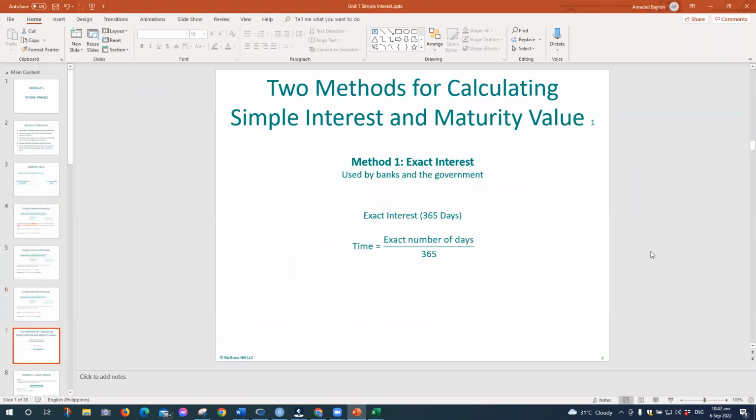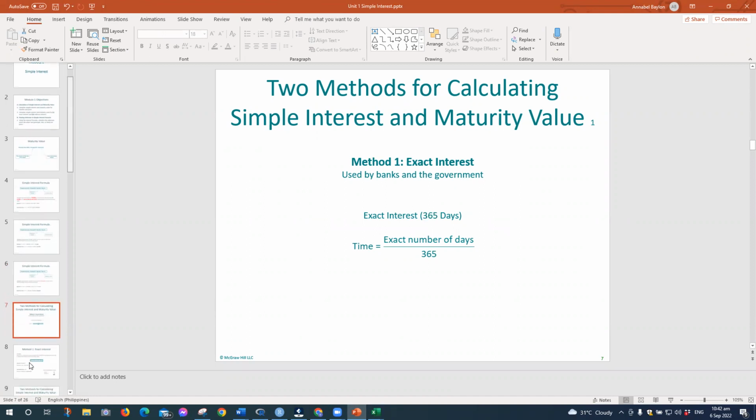Okay, going back here. Let's now look at the different methods. I have maybe 4 more minutes. What are the different methods for calculating simple interest and the maturity value? Number 1, we have the exact interest. This is oftentimes used in banks and by the government. Exact interest means you're going to use the 365 days. This is particularly of interest when you're given the days, so you're going to divide by 365.